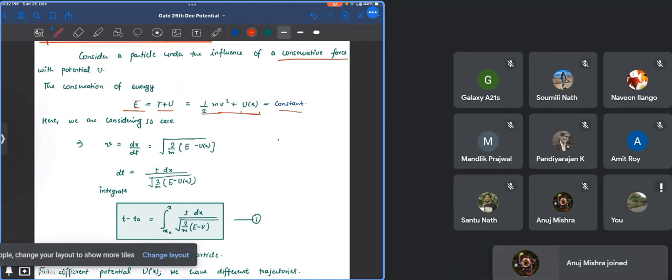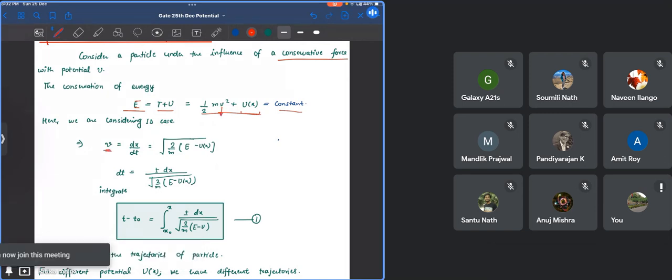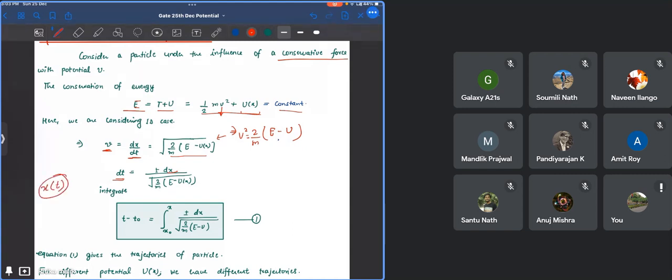From there, you can take the velocity factor outside and manipulate these things. You will get dx by dt. I have written velocity as dx by dt. So I take E minus U on this side and multiply by 2 over m. Since this is v squared, v becomes this quantity. When you rearrange, dx becomes a function of dt. That means if you integrate it, your x will become a function of t. So this will give you the trajectory or motion of your particle.